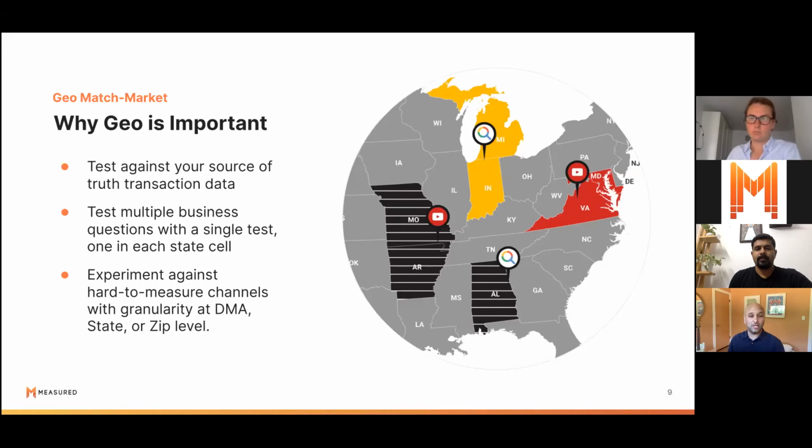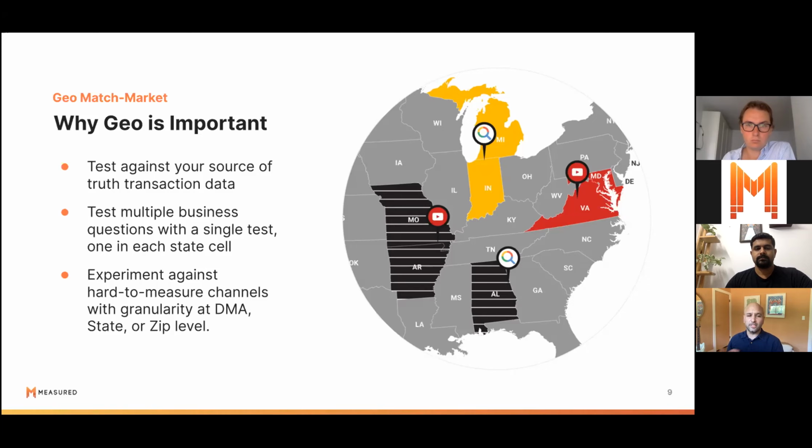Additionally, through the process by which we create these different cells, or geography cells, or test zones, we can test multiple business questions with a single test. So within each state, as you can see in the image here, you can actually test different channels or different tactics, because all of those states are predicted to represent your national performance.